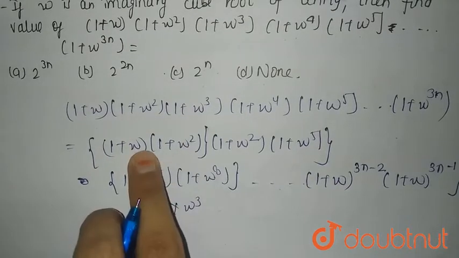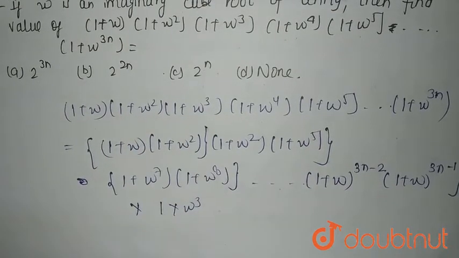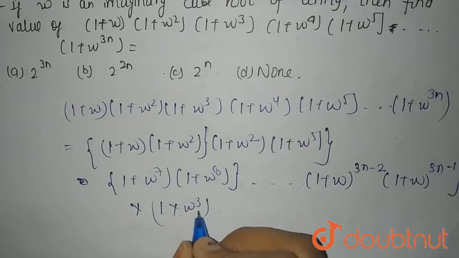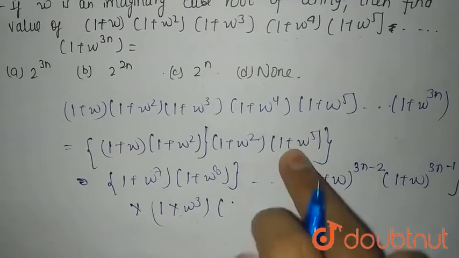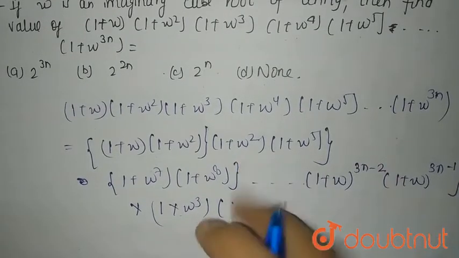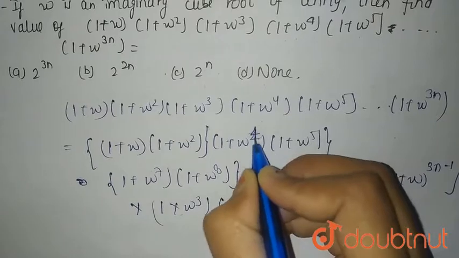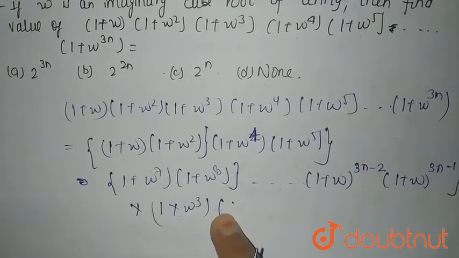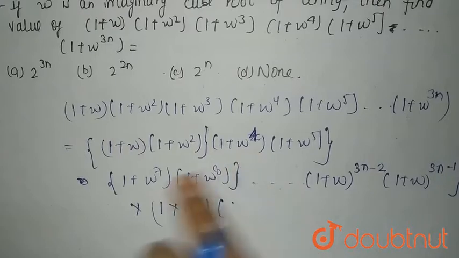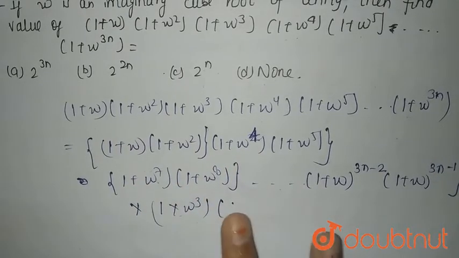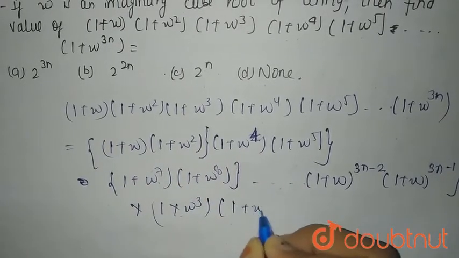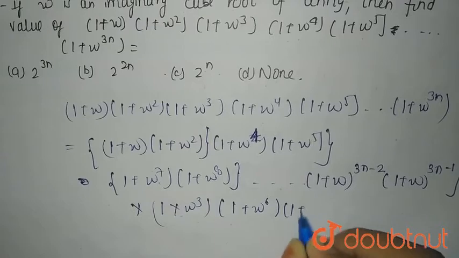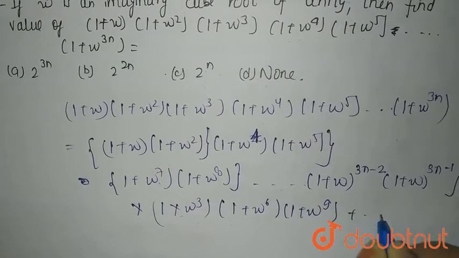This is left out here. That is why I have written separately here. So this is 1 into omega^3, and in here this is omega to the power 4, not square. In it, you have this as 1 into omega^3. Now, what is left out? (1 + omega^6) is left out. So here it is (1 + omega^6). Similarly, (1 + omega^9), and so on up to 1 plus.